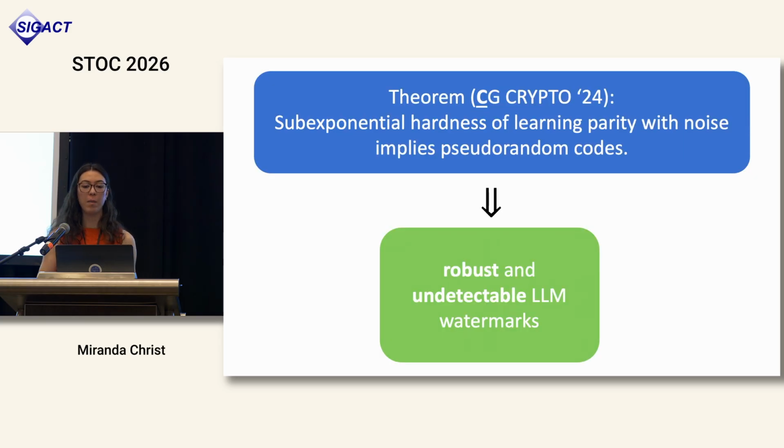Okay. And so plugging this construction of pseudorandom codes back into the watermarking blueprint, where we replace the seed with a pseudorandom code, this gets us robust and undetectable watermarks. In particular, the watermark persists even if you change a constant fraction of the words in the text.